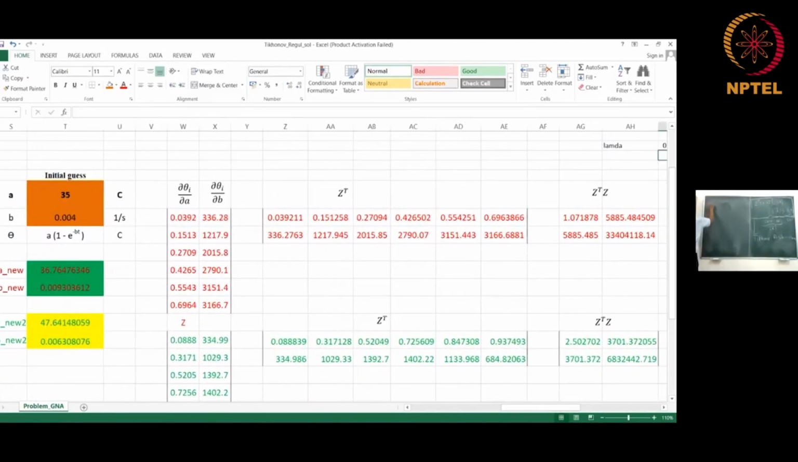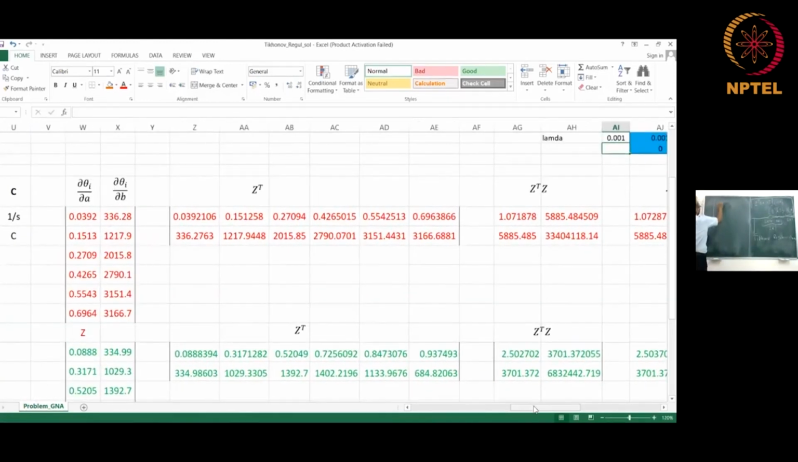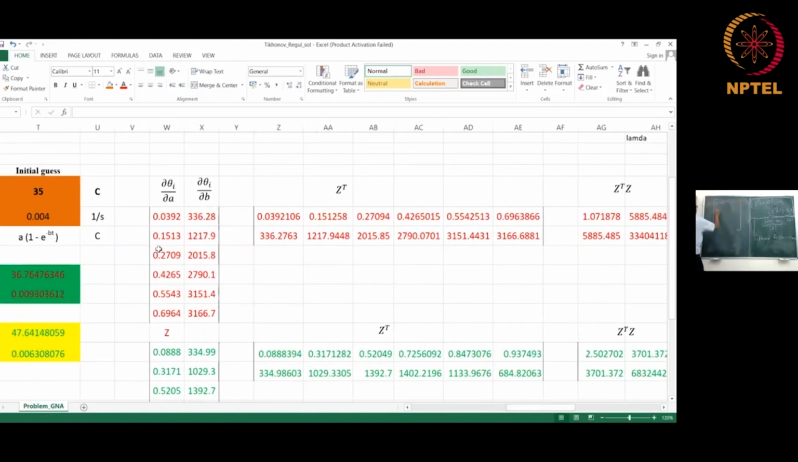So Z equal to. Tell me the values: 0.0392, 0.1513, 0.2709, 0.4265, 0.5543, 0.6964. Second column: 336.28, 1217.9, 1217.9, 2015.8, 2790.1, 3151.4, 3166.7. Okay, so we got this. So this is the Z matrix.